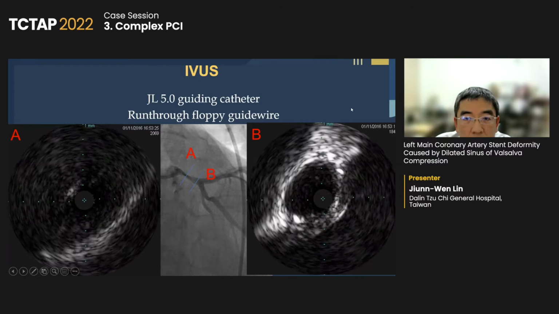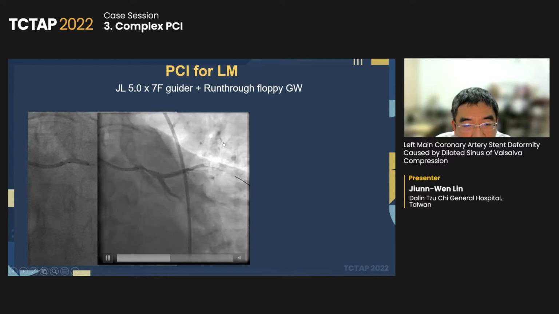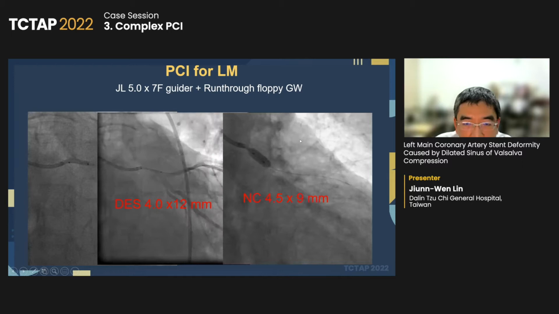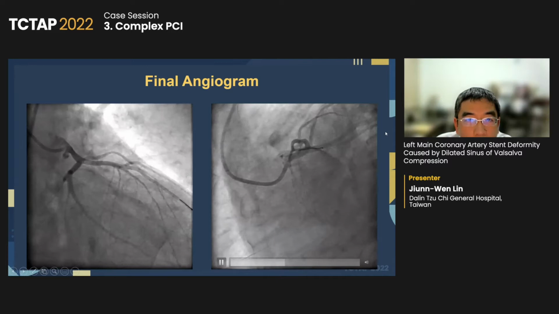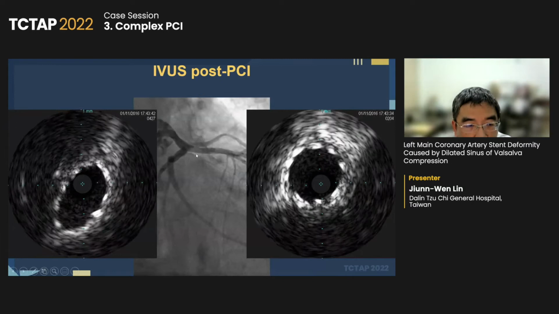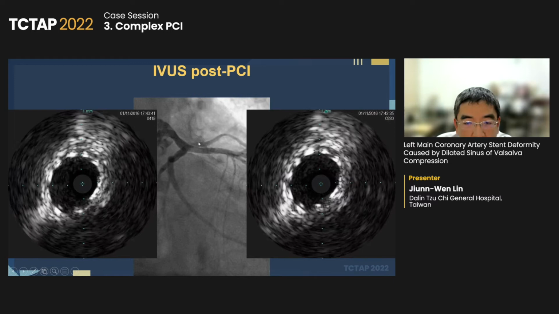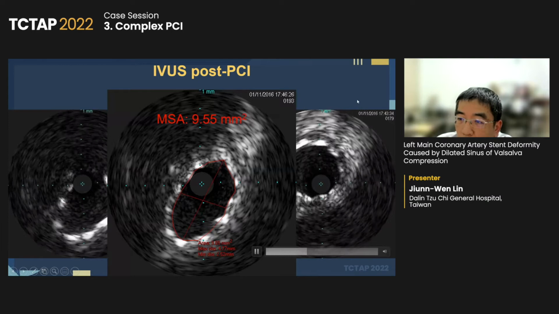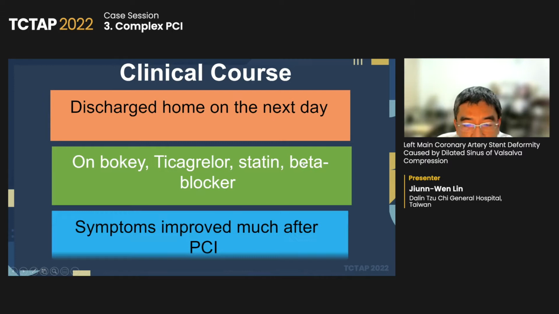We performed PCI for the left main. We pre-dilated the left main ostium and deployed a DES 4.0, with an optimal result using NC balloon post-dilatation. This is the final angiogram, an acceptable result. This is the post-PCI IVUS. Although the stent shape was not perfectly round, the MSA could reach 9.55 millimeter square, still a quite good result. The patient was discharged home on the next day with standard medication. His symptoms were relieved much after PCI.